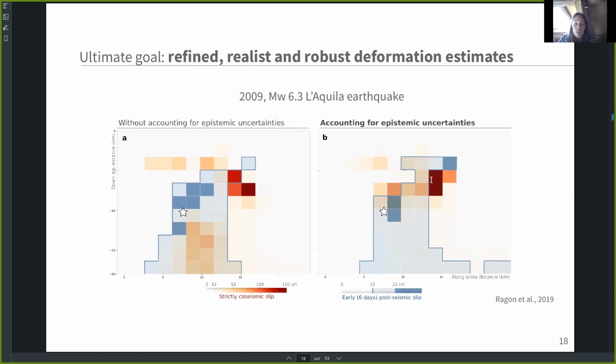And what you can see is that these two slip models are very different. And I think this is another example to show you that accounting for uncertainties is very important.